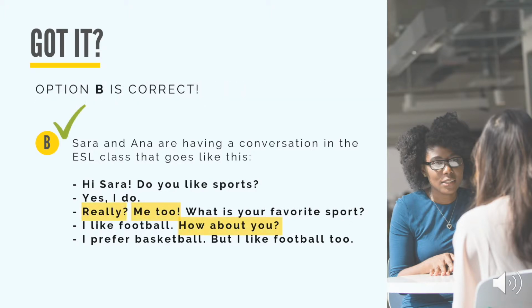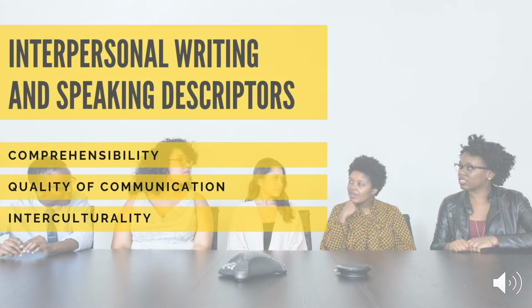If you chose B, you are right. Besides being a two-way, spontaneous interaction, option B illustrates that both participants are paying attention, understanding, reacting, and maintaining the conversation. You can assess students' communication in their interpersonal mode by noticing the following descriptors: comprehensibility, quality of communication, and interculturality, or cultural awareness. Let's see each one separately.